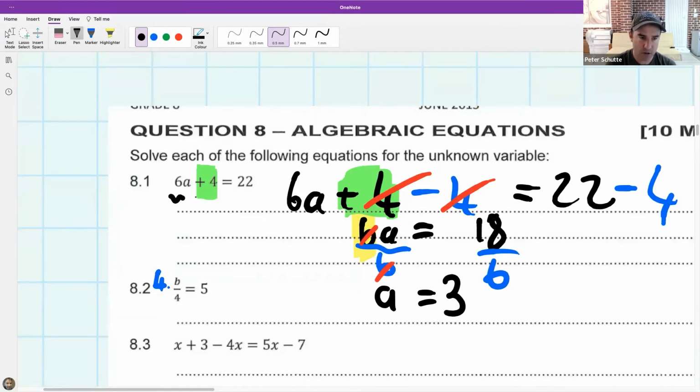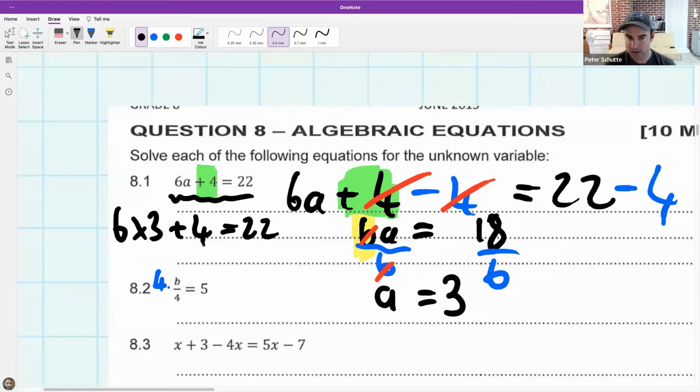I'm going to go back to my original. If I go 6 times 3, I get 18. And if I add 4 to 18, I get 22. So the good news is, I'm telling you the truth. The answer really is a is 3.